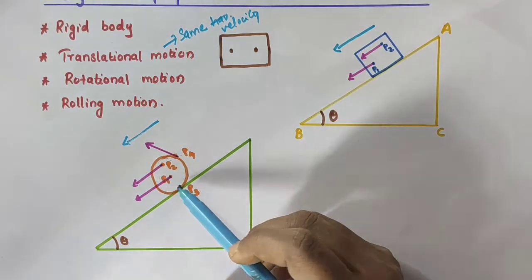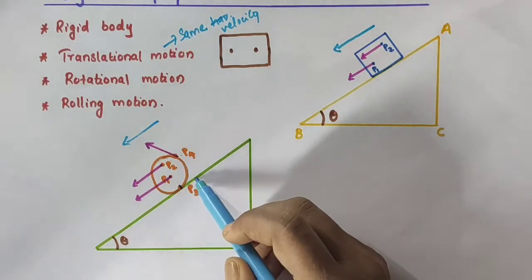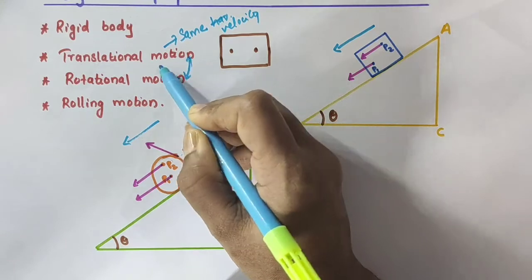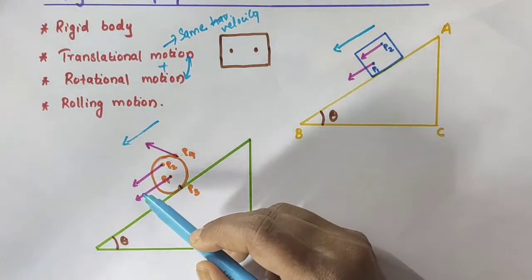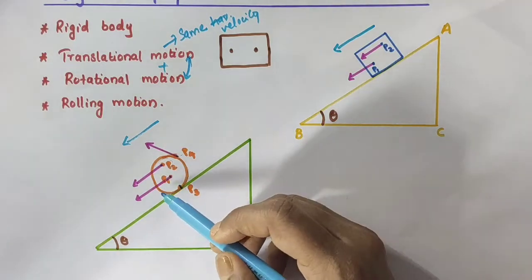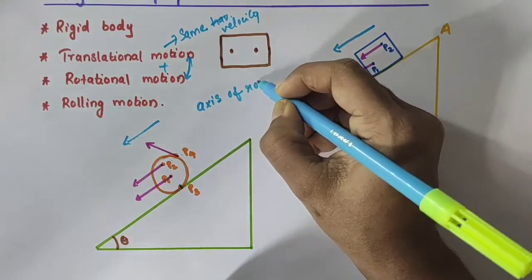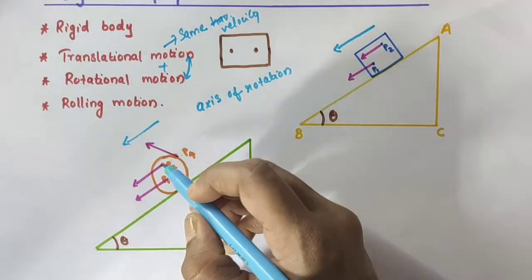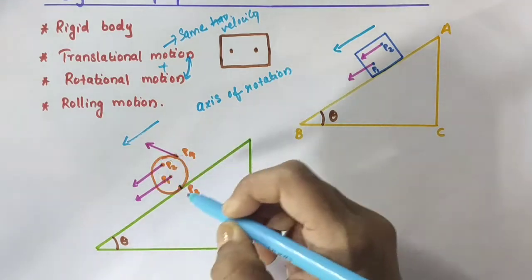But here, these points have different velocities. So its motion is not pure translational motion. Its motion is translation plus rotation. That is, it is rotating about an axis which is called the axis of rotation. So this body has a translational motion as well as a rotational motion.